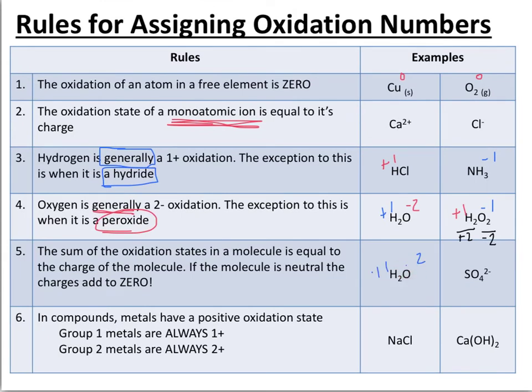We know that my oxygen's -2. So my hydrogens add up to +2. My oxygens add up to -2. And they add up to 0 because they cancel out, right? And that should be the case because I don't show a charge on here.